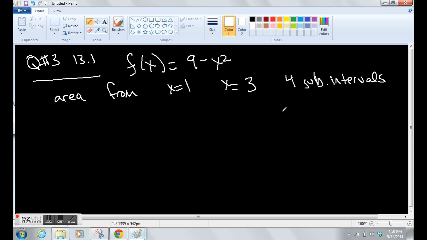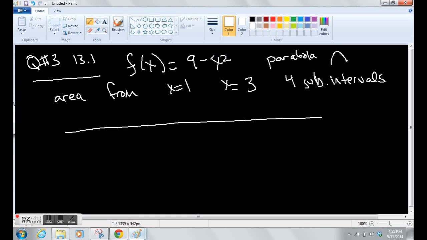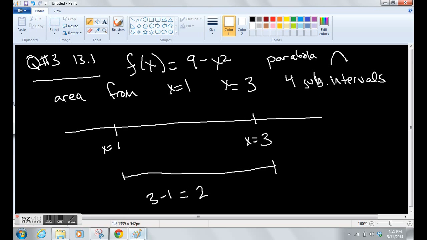One thing you can think about before you draw anything: some of you may see this immediately as a parabola because it's quadratic and it has a squared term. So this is a parabola that faces down because of the negative in front of the x squared. But it's okay if you didn't see that right away. Here's our x equals 1, and here's x equals 3. We're going to divide this area, which is a total distance of 2, that's 3 minus 1, into 4 subintervals.